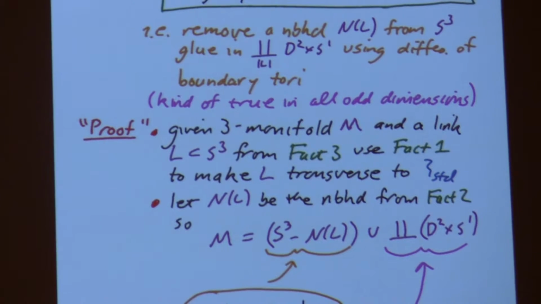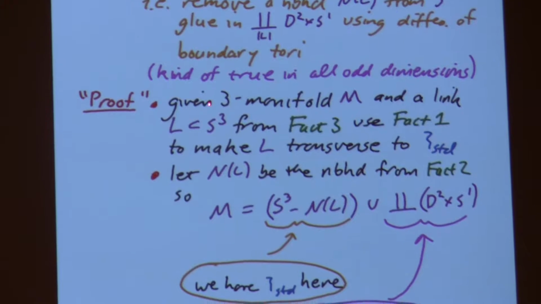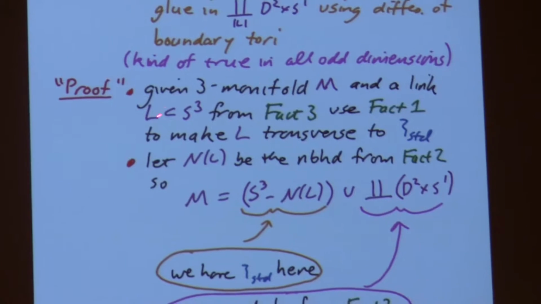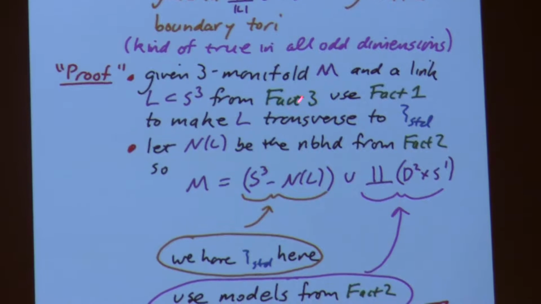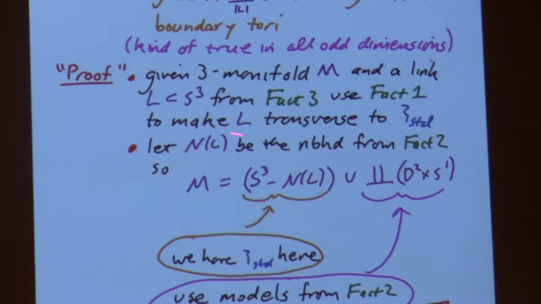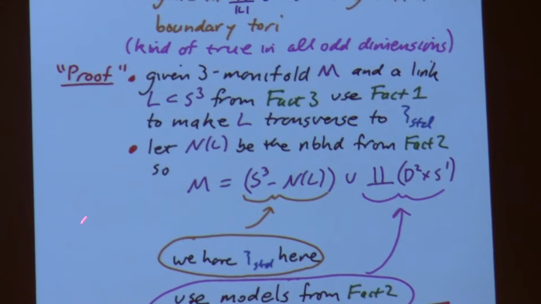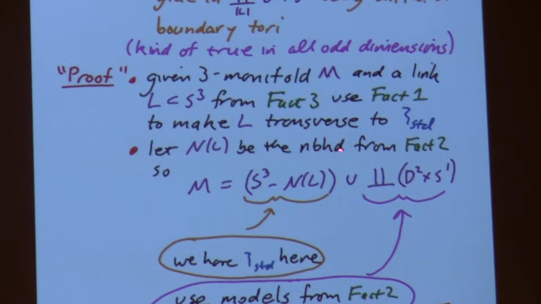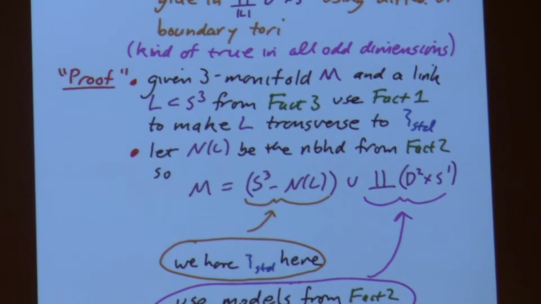OK, so now what's the proof of this milestone that all 3-manifolds have contact structures? It's very, very simple. Given your 3-manifold M, we know from fact 3 there's a link L in S3 such that surgery on it gives you M. Fact 1 tells me you can assume that link is transverse to the standard contact structure. Now fact 2 tells me that there's a standard neighborhood, so we know exactly what the contact structure looks like near the transverse link.